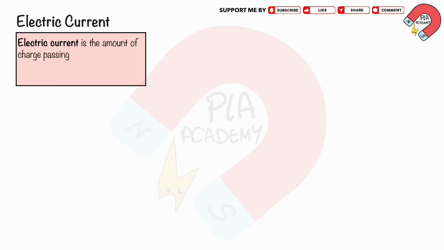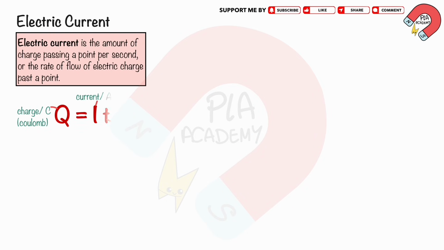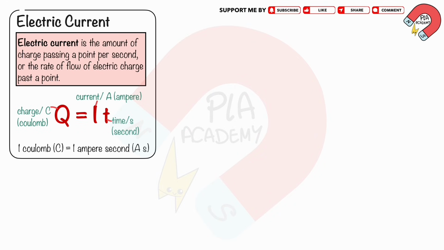Electric current. The electric current is the amount of charge passing a point per second, or the rate of flow of electric charge past a point. We can write the formula as Q equals IT, where Q is the amount of charge in coulomb, I is the electric current in ampere, and T is the time in second. 1 coulomb is equivalent to 1 ampere second.